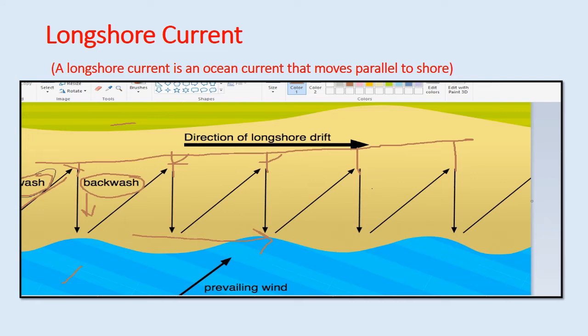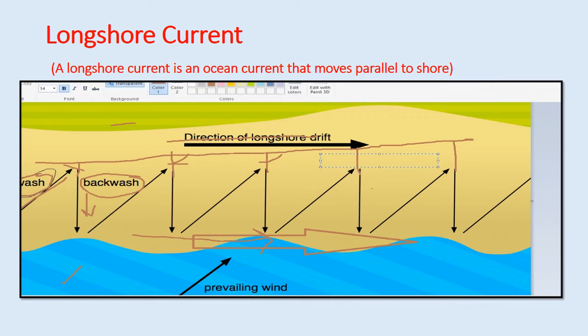That kind of attribute generates a current that moves parallel to the coast, that moves along the coast, that is known as longshore current. Longshore means it moves along the shore, along the shoreline. That's why it is called longshore current.